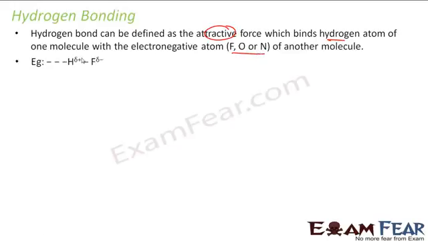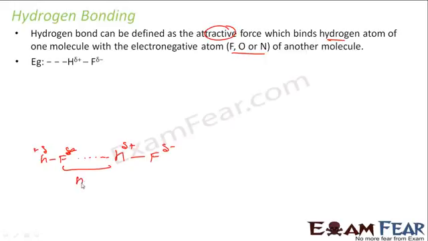Example, you have this HF. Fluorine is highly electronegative. It will develop a partial negative charge here. Hydrogen is electropositive. It will generate a partial positive charge because fluorine will attract electron towards itself. So this is my HF. Now this hydrogen, since it has slightly positive charge, it will be bound with the next fluorine atom. This is called hydrogen bond.